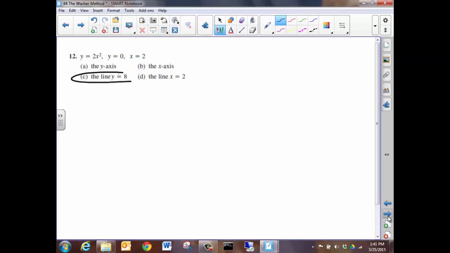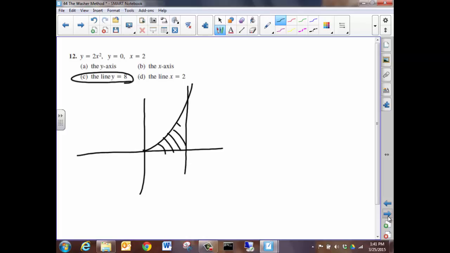So let's look at C part. We know we've still got the same picture. Y equals 2x squared, y equals 0, x equals 2 for this region. Now, the line y equals 8, we know is right here where they intersect. How do we know it's right there? Because we know this point here is (2, 8), remember, from putting it in there. So that's a big piece of it, knowing that right there.